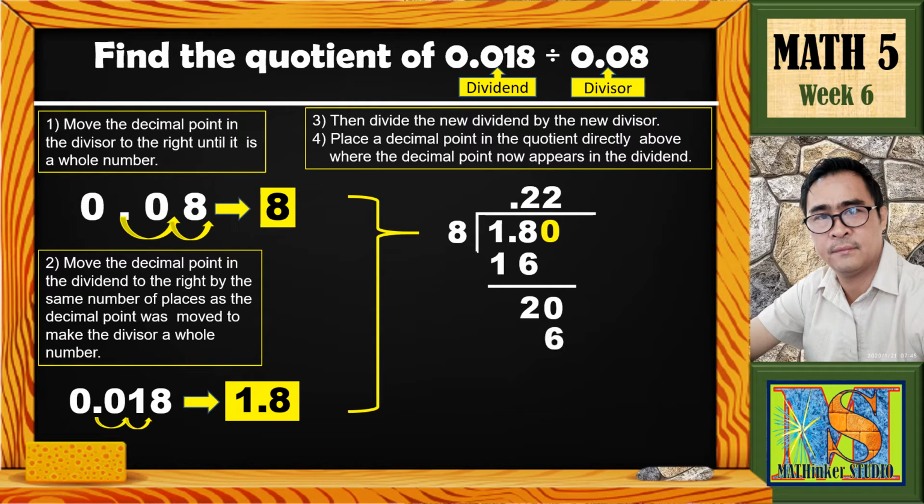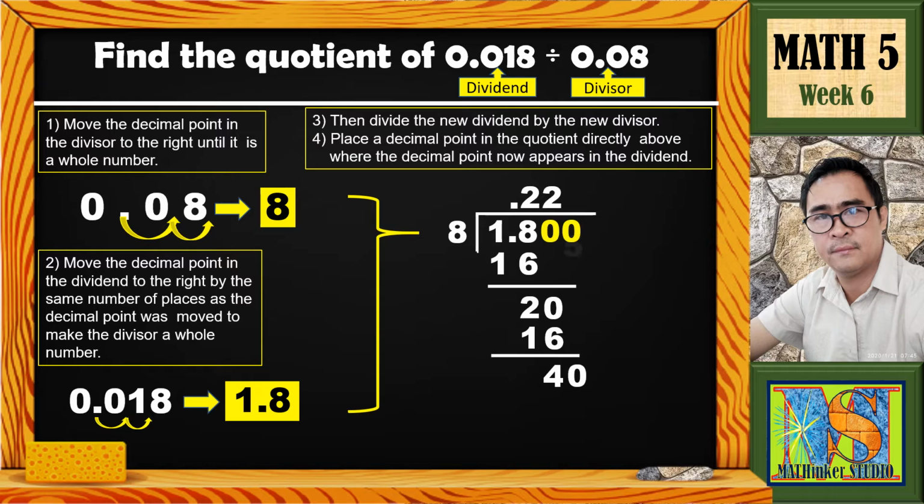Then, 2 times 8 is equal to 16. Then, let us subtract. 20 minus 16 is equal to 4. So, 4 pa rin, hindi pa rin 0. So, magdagdag pa tayo ng isa pang 0 sa ating dividend at ibababa natin. Then, ituloy ulit natin ang division.